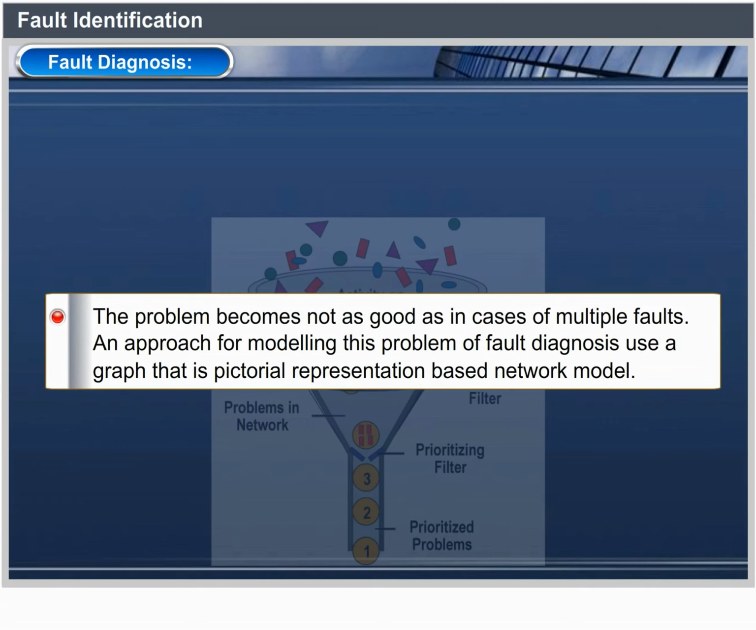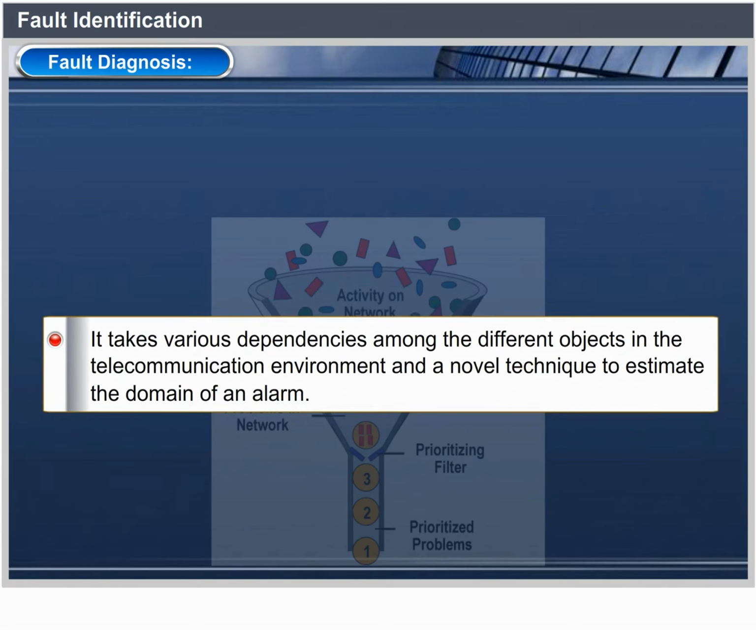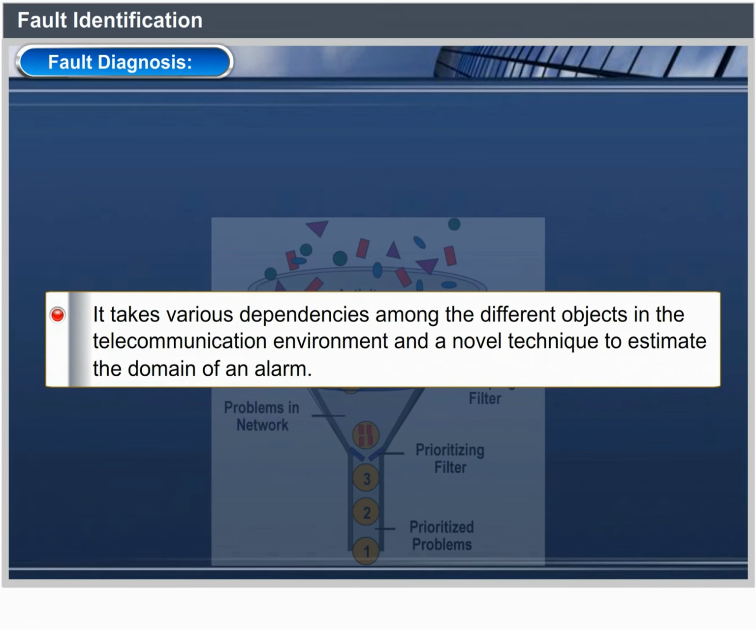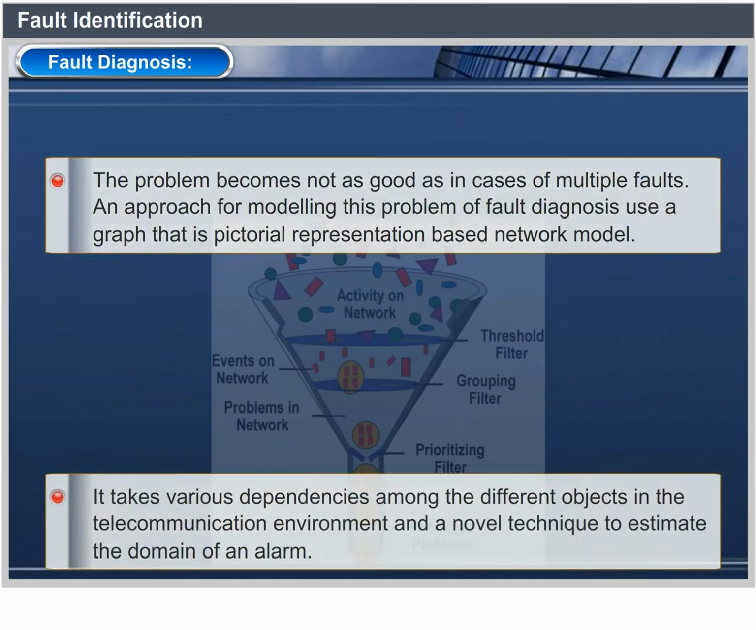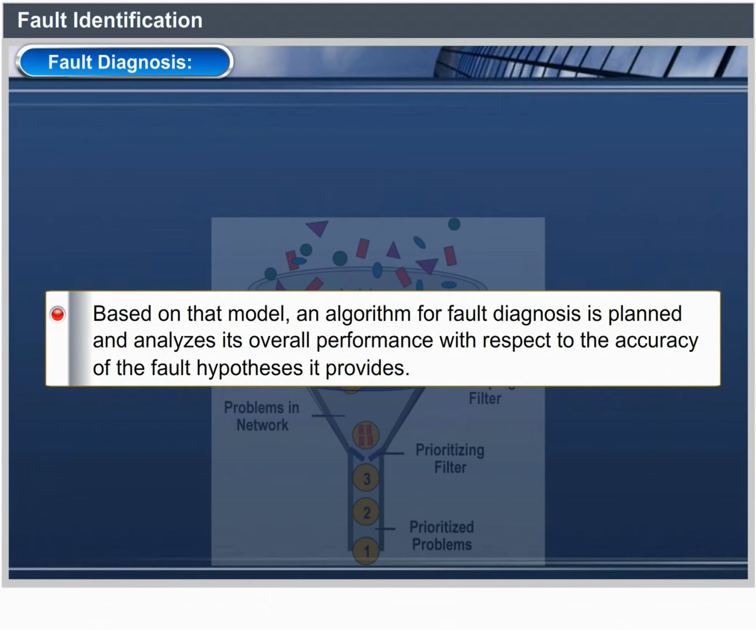An approach for modeling this problem of fault diagnosis uses a graph-based network model. It takes into account various dependencies among the different objects in the telecommunication environment and uses a novel approach to estimate the domain of an alarm. Based on that model, an algorithm for fault diagnosis is designed, and its performance is analyzed with respect to the accuracy of the fault hypothesis it provides.